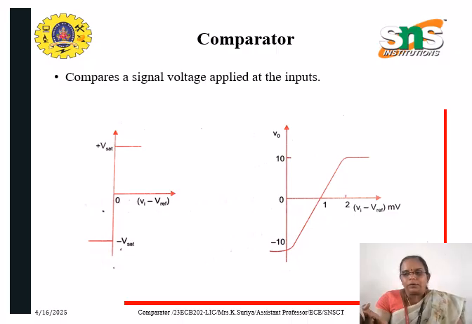Whereas in a practical circuit, there will not be a sudden rise. The output signal will vary from high to low in a slow variation because of the inbuilt offset voltages and offset null voltages that are present in the op amp circuit. In the second diagram, there is a slope shown which varies from minus Vsat to plus Vsat. As soon as 2 millivolts voltage is reached, your signal is moving from plus Vsat to minus Vsat.